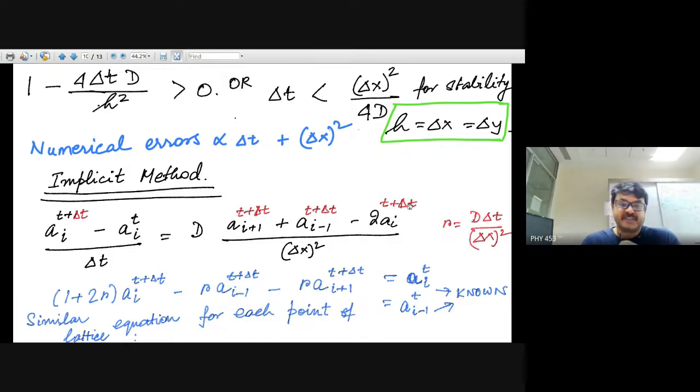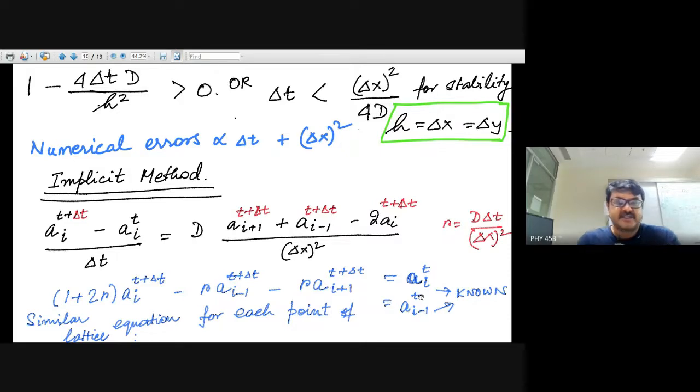But you don't have these values, right? But you can write a similar equation for each value of i, right? And this equation can be rewritten as 1 plus 2r, r being D delta t by delta x whole square. So if r is that, one can write it like this.